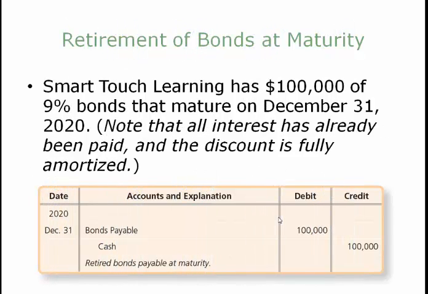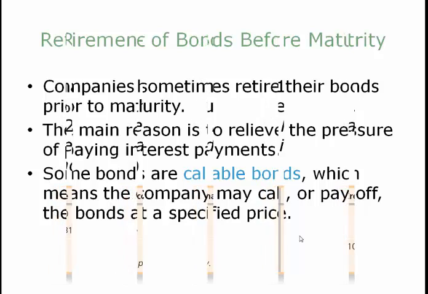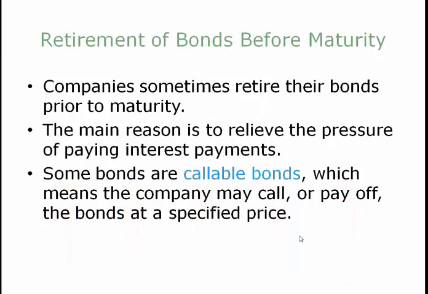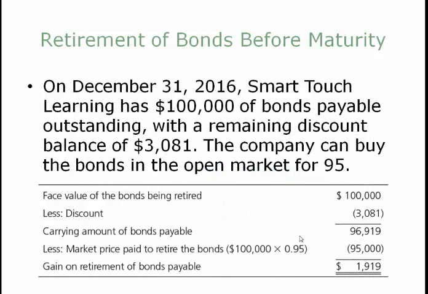And so here's what happens. Here's one where they retire at maturity and it's at face. So look, all they're doing now is they wrote out the check to the people that held the bonds for $100,000, and they debited bonds payable for $100,000, and they cleared that bond. And if they retire the bonds at maturity, they can have some that are callable bonds, which means that the company that holds the bond may call or pay it off at a specific time. And sometimes it's because they're not making their interest.